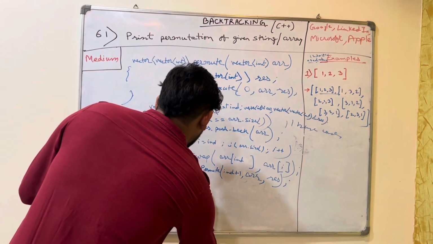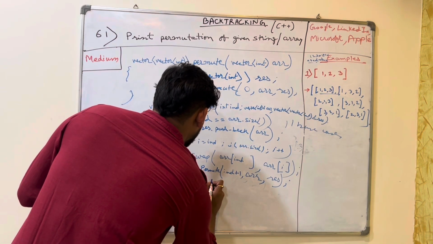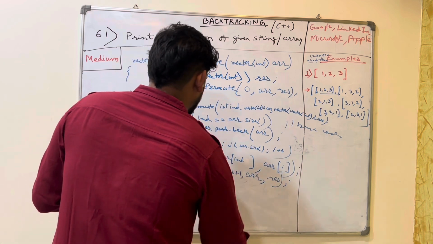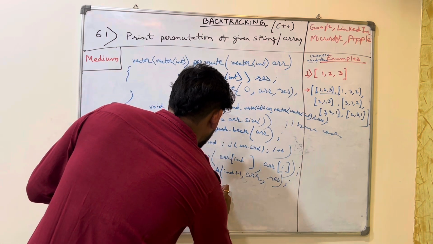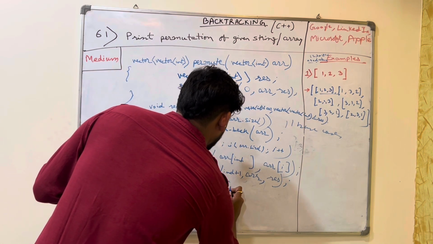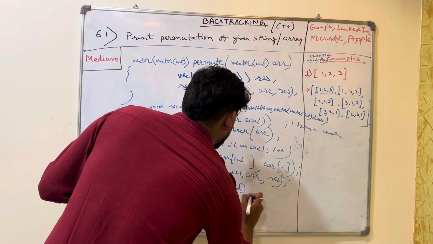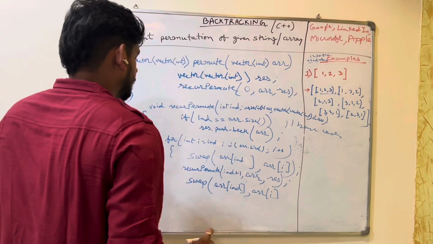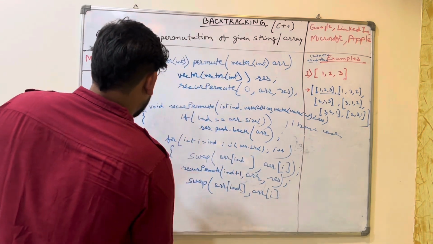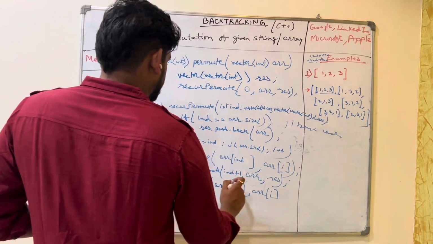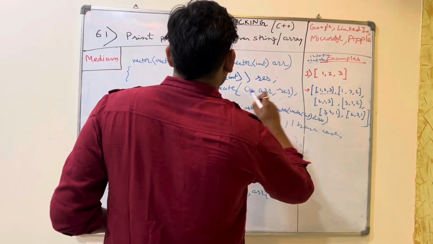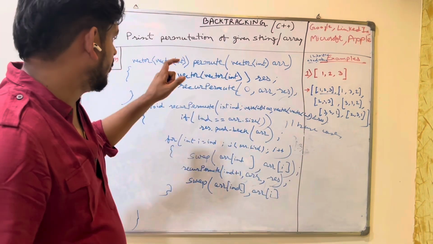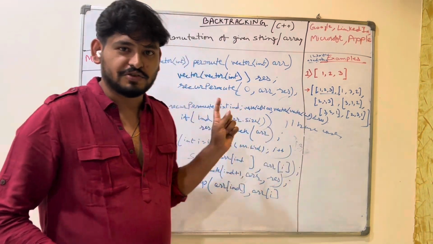Okay, and then once we get the answer for any of the recur permute, we will again swap array of index with array of i. Okay, and we'll close this, and whatever the answer we will have, this will be correct. Okay, I hope the code is clear. You can try the solution by yourself.